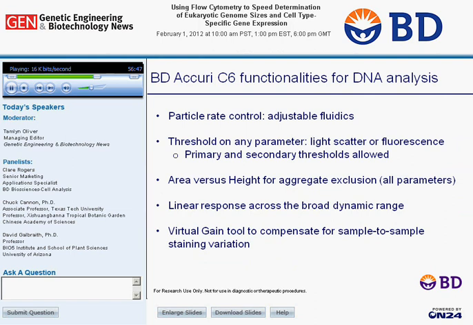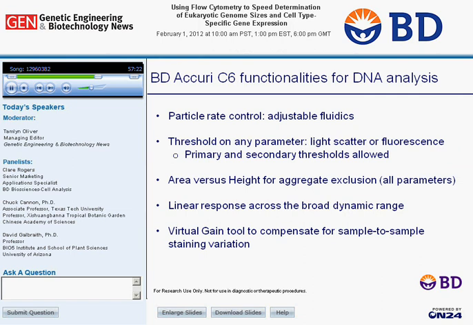So some of the functionalities that make the C6 perfect for DNA analysis is that, again, you can control the particle rate. So you can adjust the fluidics rate, and you can slow it down appropriately for the analysis that you need. You can also control the core size for small or large particles, which also helps you get better resolution on your DNA histograms. You can threshold on any parameter, light scatter or fluorescence, and you can assign a primary or a secondary threshold. Many people doing DNA analysis would prefer to threshold on a fluorescent signal to help eliminate debris and aggregates.